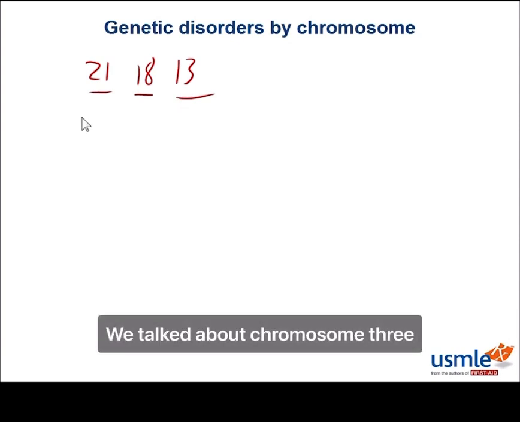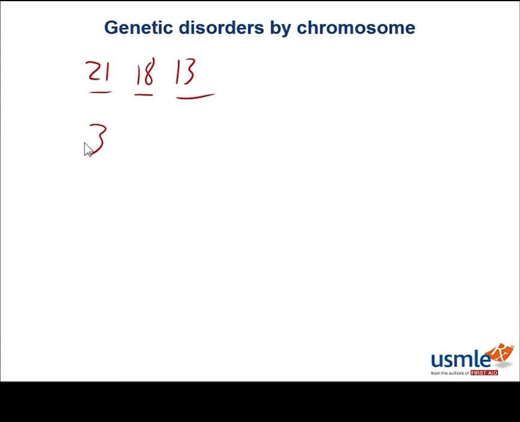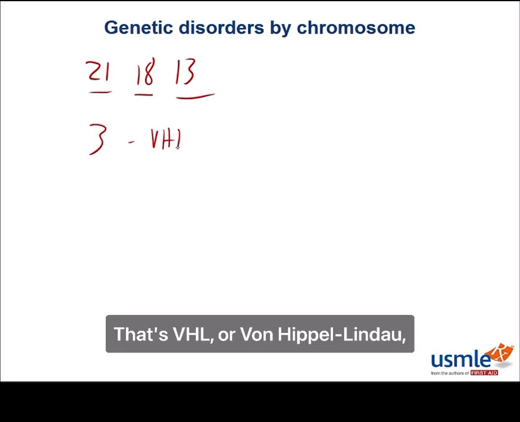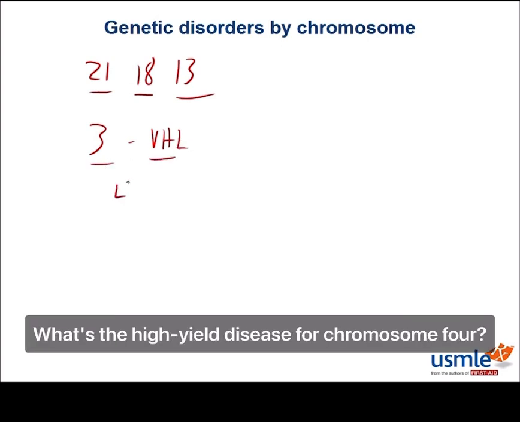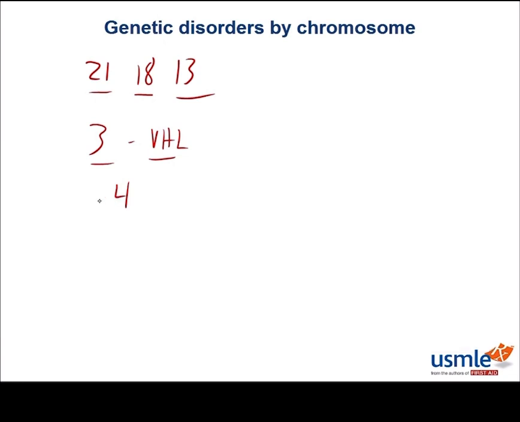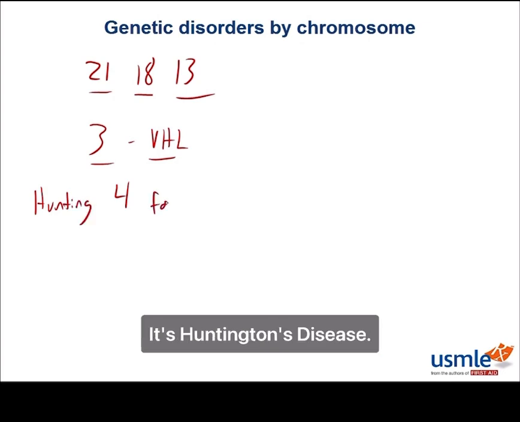We talked about chromosome 3 in the autosomal dominant diseases. Remember what disease this one is? That's VHL, or von Hippel-Lindau, because remember, the name has 3 letters in it. What's the high-yield disease for chromosome 4? Think of our mnemonic, hunting for food, is Huntington's disease.